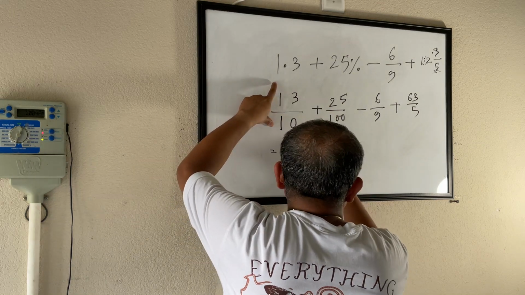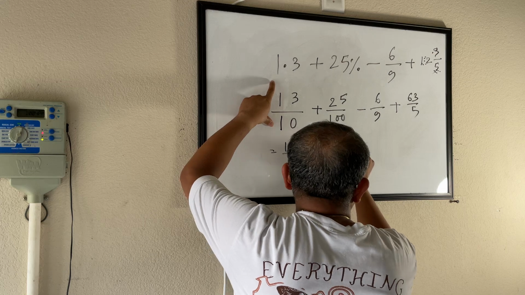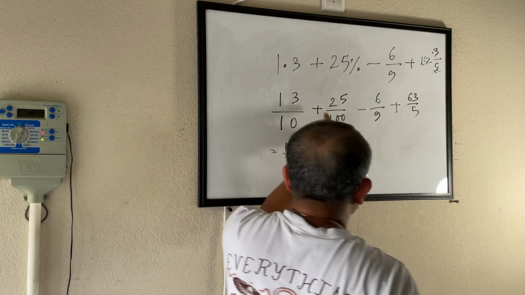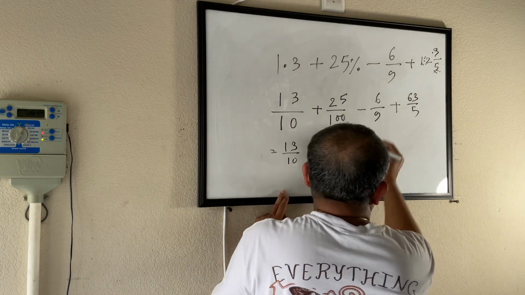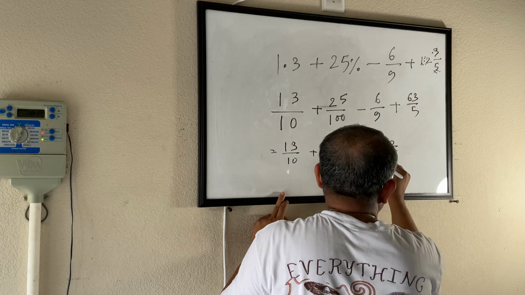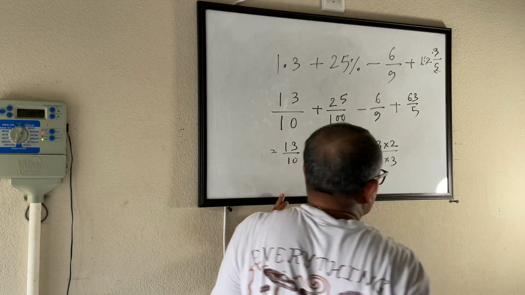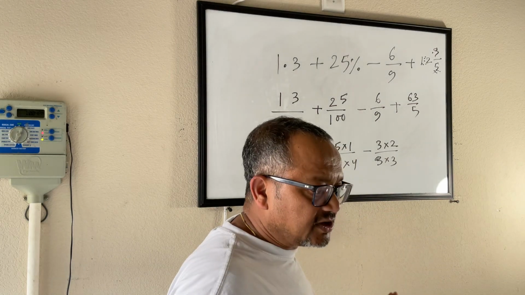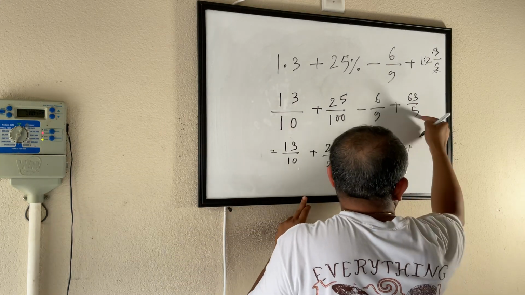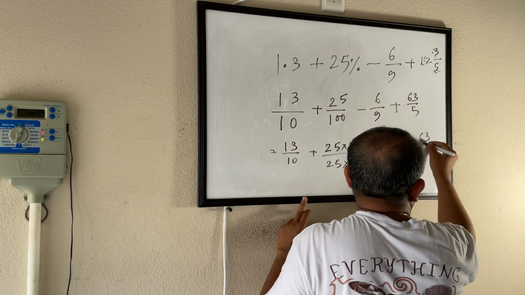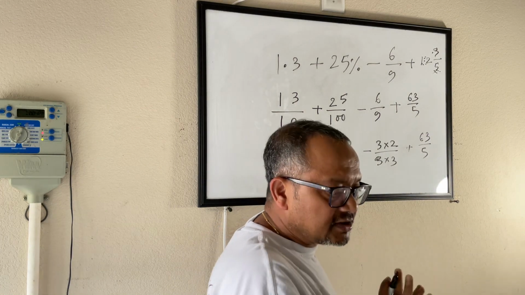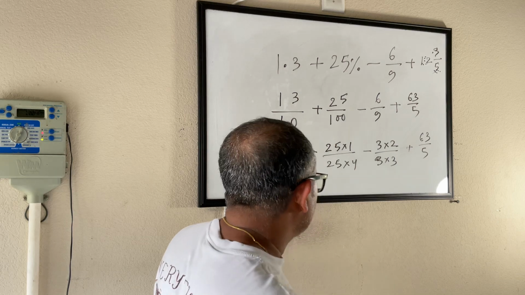But 25 by 100, I can write this as 25 into 1, and this below I can write as 25 into 4. Then I have 6 by 9. 6 I can write as 3 into 2, and 9 I can write as 3 into 3. See, my first goal is to simplify things before I try attempting anything. And then 63 by 5. This is 5 or the 3. I don't think we have any opportunity here. And even if I miss the opportunity, I have to just do a bigger calculation. That's it. Nothing is missed.